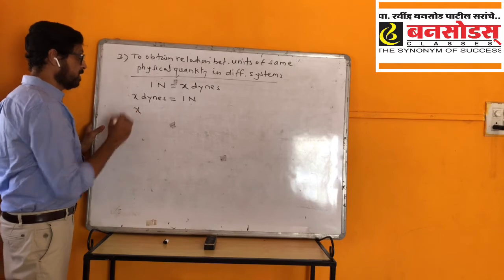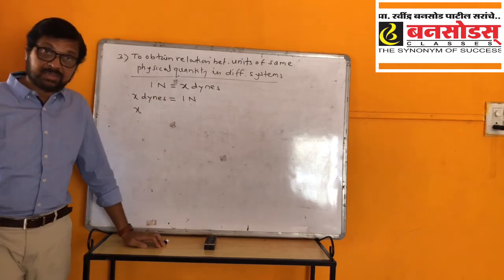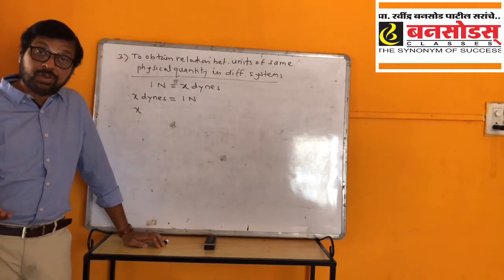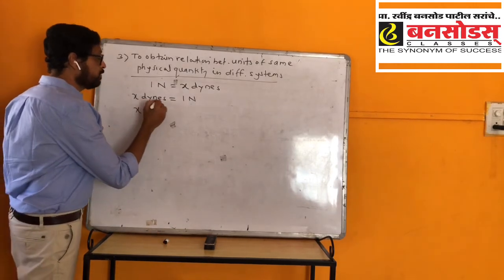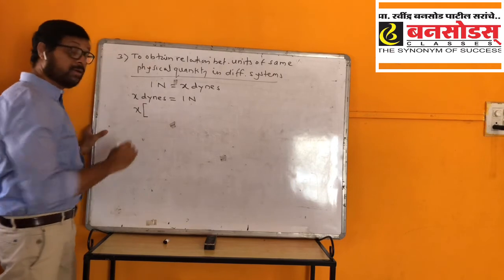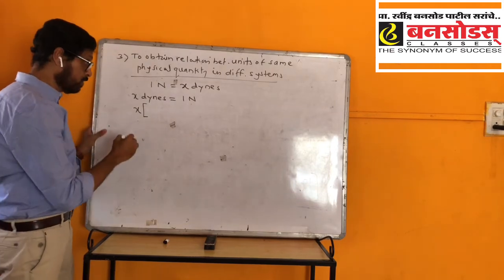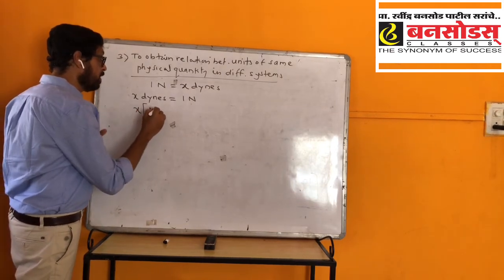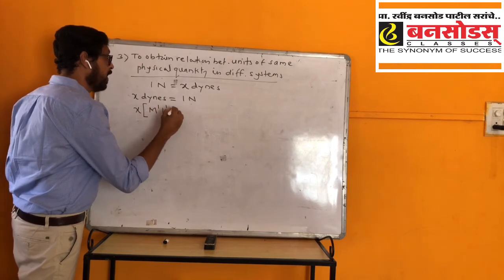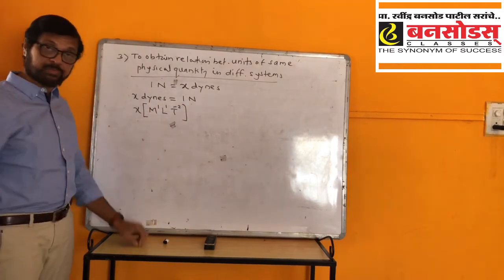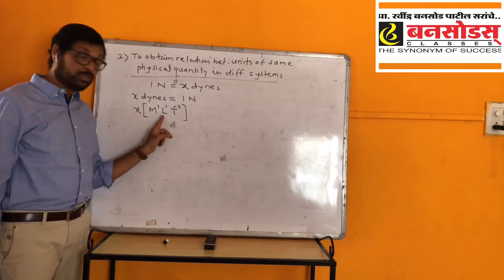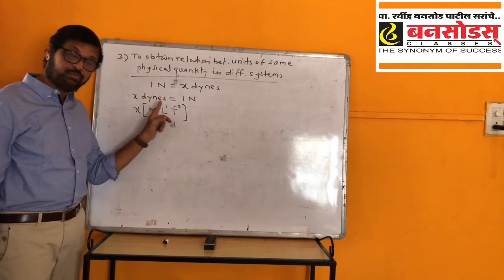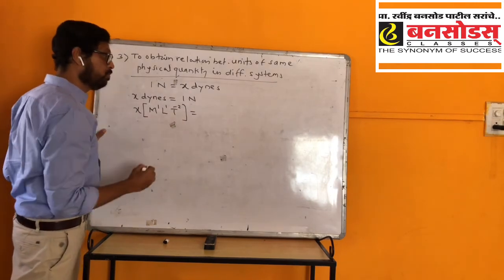So x dynes is a unit of force. Dyne is a unit of what? Force. So in place of this dynes, we write dimensions of force. What are the dimensions of force? M1, L1, T minus 2. So in place of x dynes, we write unit of dimensions of force is equal to 1.